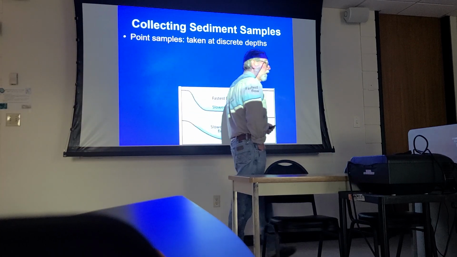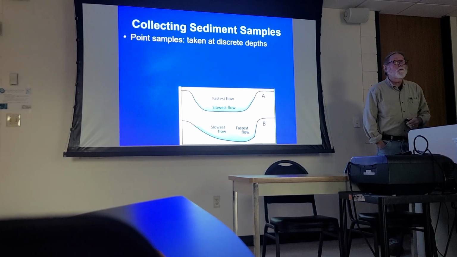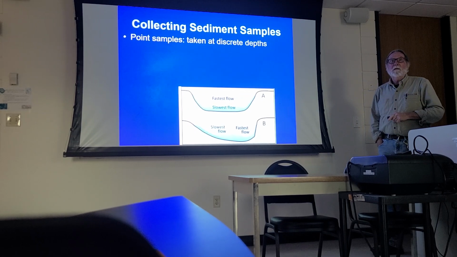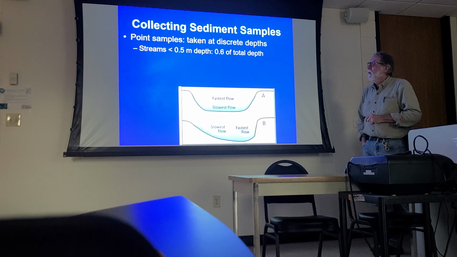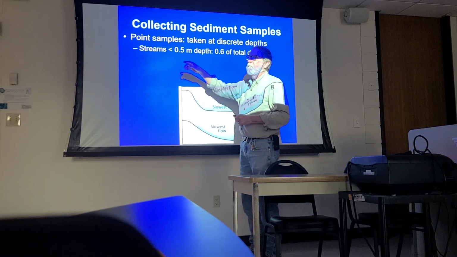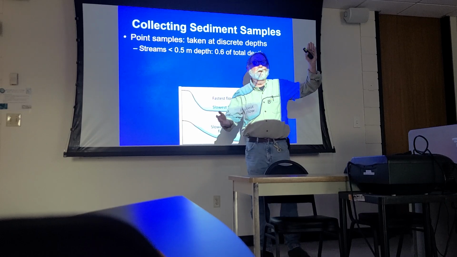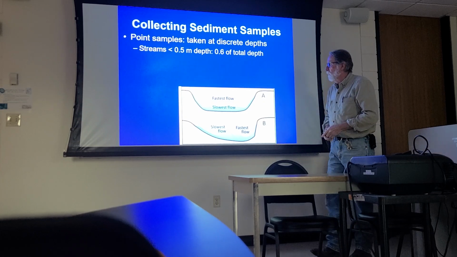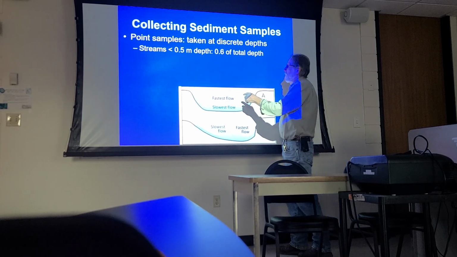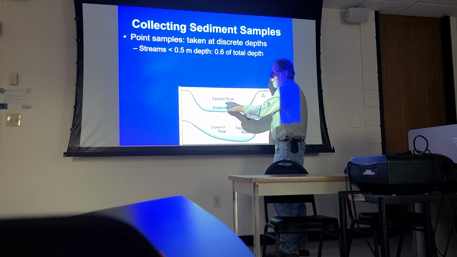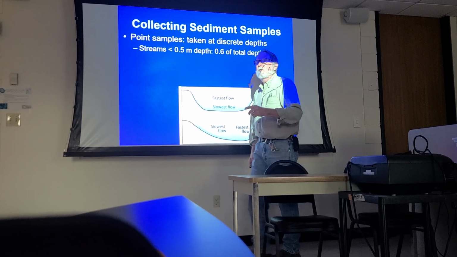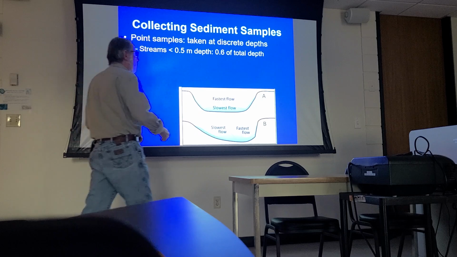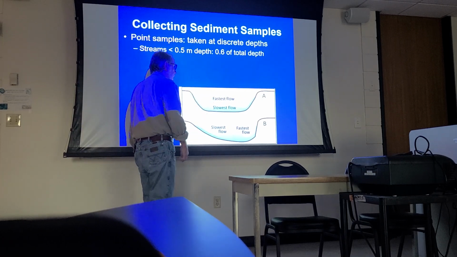What I kind of alluded to before, and what is more accurate, is what is called a point sample, where you take water at discrete depths. If a stream is less than half a meter deep, less than 500 millimeters, less than 50 centimeters, you can get by with taking one sample, and you can take that at 60% of total depth. So we put it right about there. You're pretty much on the edge of that fast and slow water. You're getting both. It's deeper than a grab sample, but it's not all the way to the bottom.